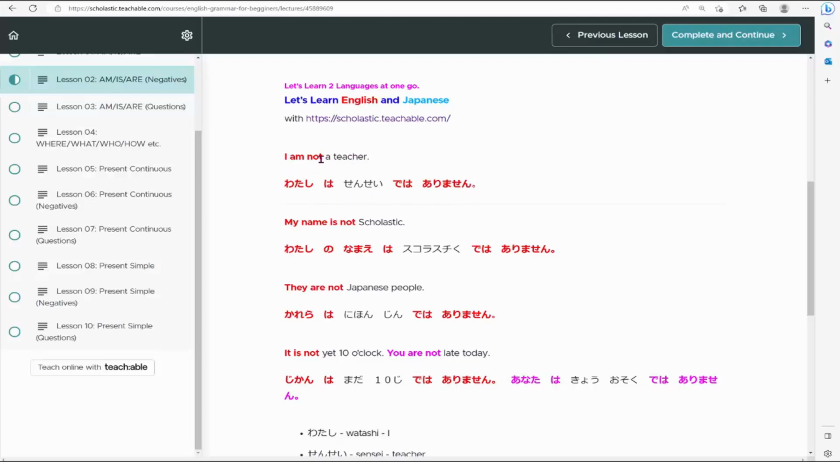Again, the one in red in English is the corresponding Japanese words that is required. To say "I am not," we need to have watashi wa nani nani de wa arimasen. So altogether that equals "I am not." When you put "a teacher," sensei, inside here, you can make the sentence in Japanese. I am not a teacher. Watashi wa sensei de wa arimasen.